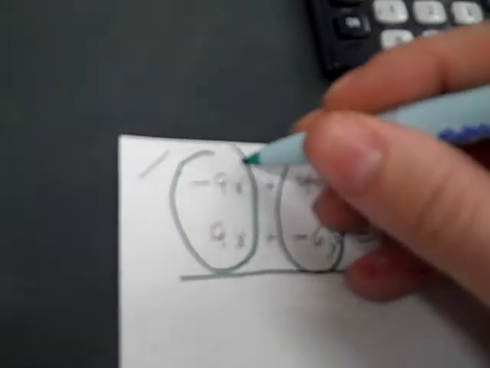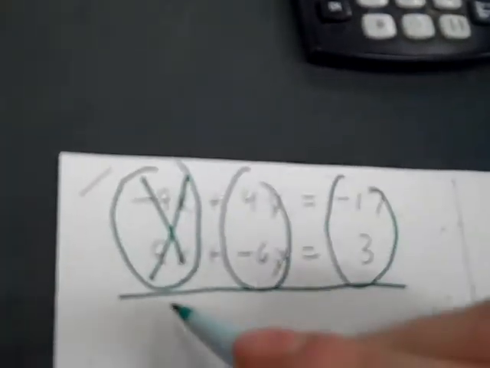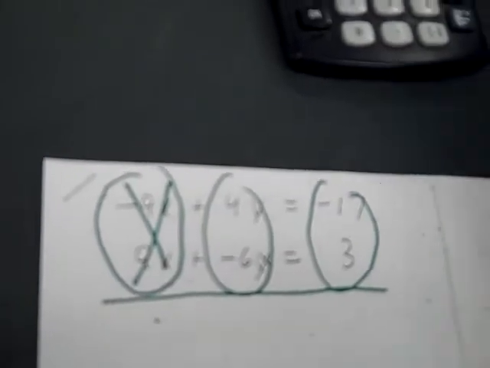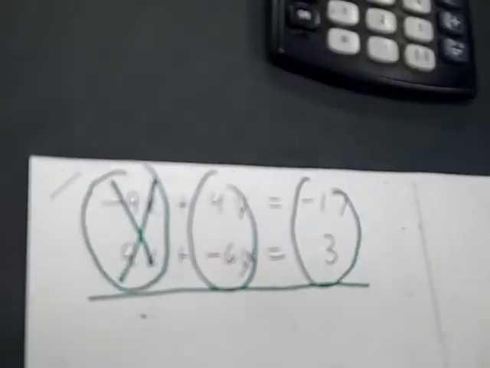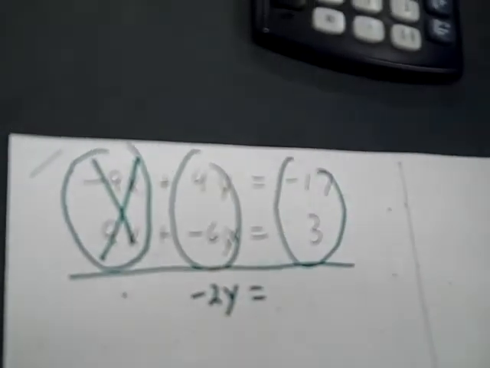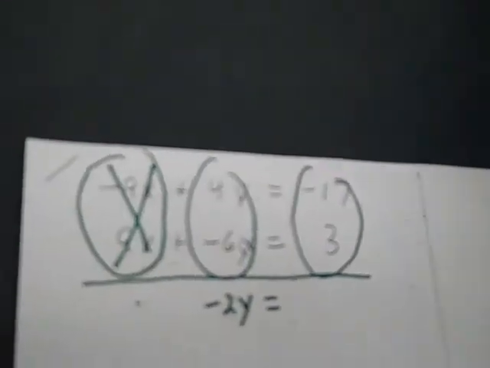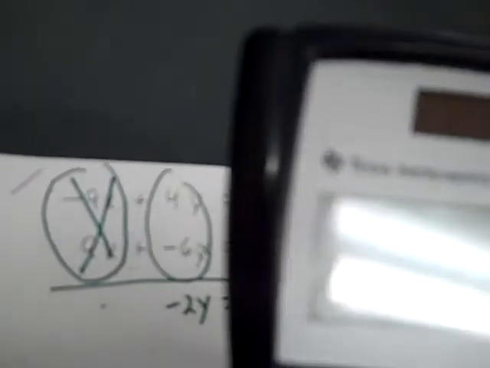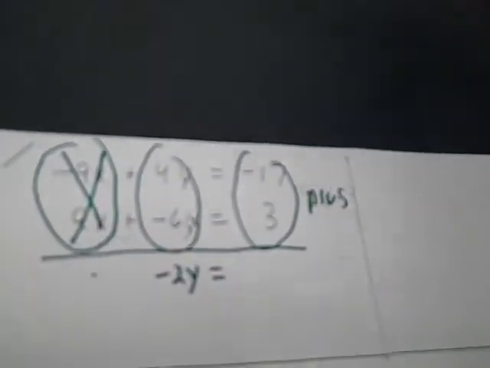So I got 0. I forget about that. Don't write anything down. Don't write 0. And then I add these two. 4 plus negative 6. That's negative 2y. And then I plus these. Negative 17. I'm going to write that word plus because I think that's important. So negative 17 plus 3, negative 14.